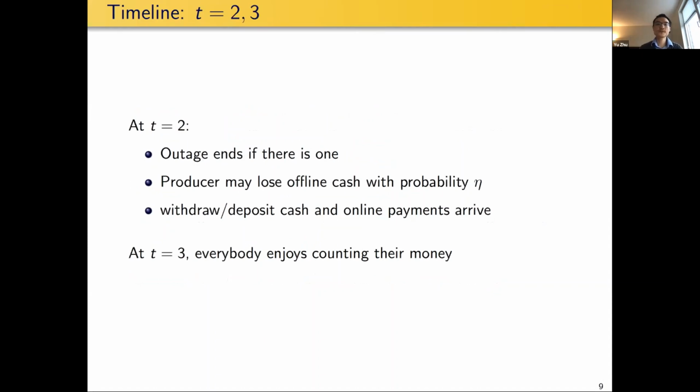At period 2, first the outage ends if there is one. After that, the producer may also lose his offline cash with probability eta. And then agents can withdraw and deposit cash, and online payments arrive. And at time 3, everybody just goes home and enjoys counting their money.